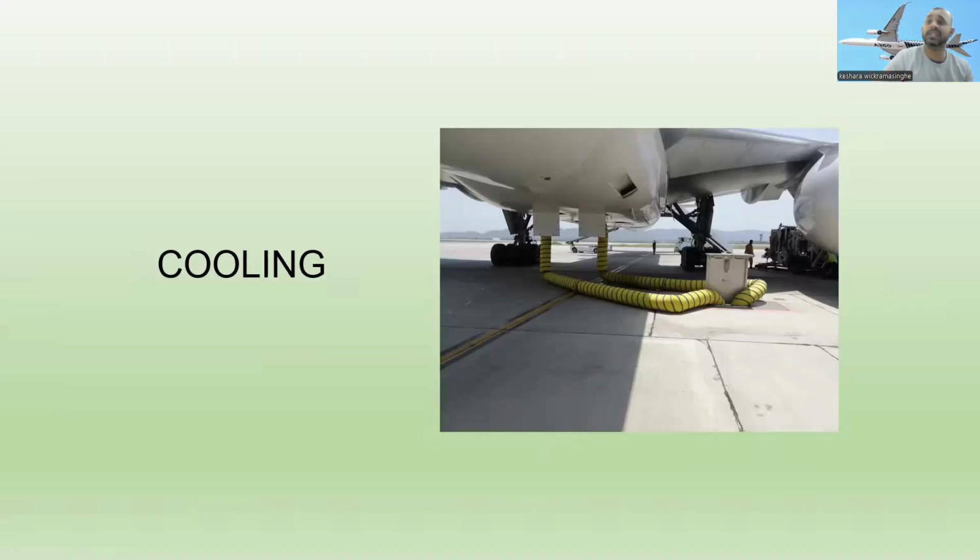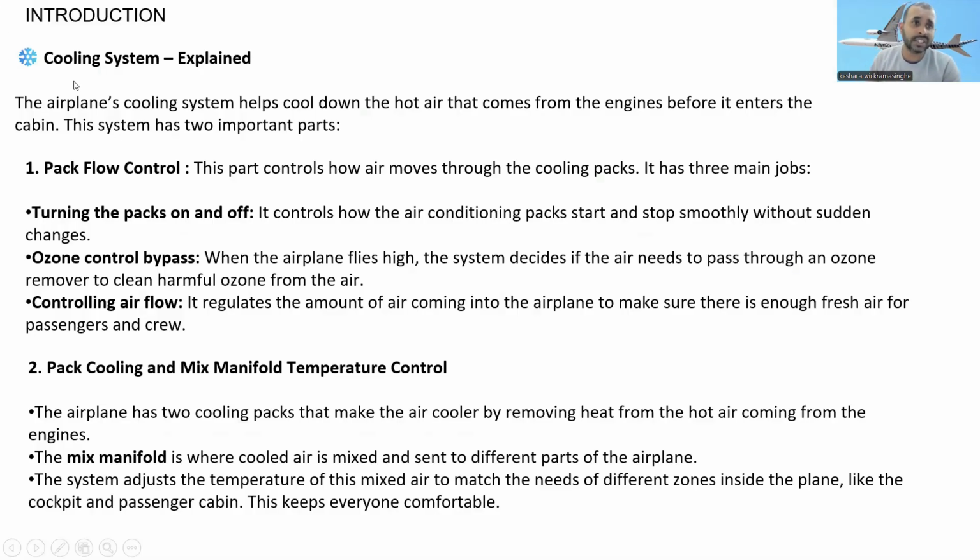And now let's go to the cooling. Yeah, the cooling system introduction. Okay, let's see. The airplane's cooling system helps cool down the hot air that comes from the engines before it enters the cabin. Okay, that is the basic way. This system has two important parts. The first one is pack flow control, and the second one is pack cooling and mixed manifold temperature control. Let's see the pack flow control. This part controls how air moves through the cooling packs.